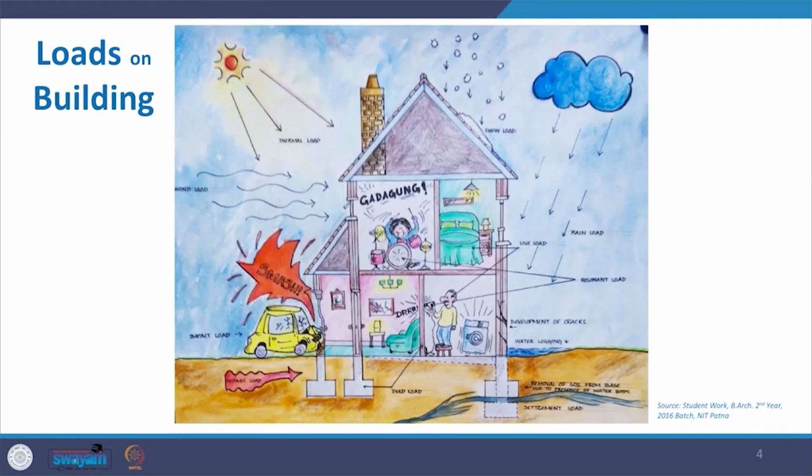Now, before we discuss each of those loads in detail, to get a better idea let us focus on this image. This is work by a group of students. It is a cartoon type image, but it says a lot, where it shows different kinds of load.